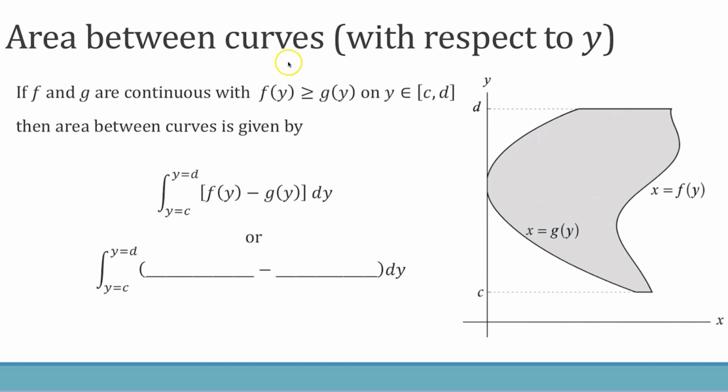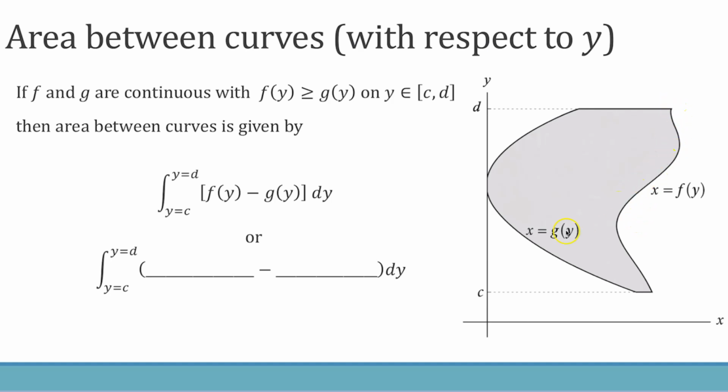Let's take a look at area between curves, but we're going to set up an integral with respect to y. Let's take a look at this diagram to see when it makes sense to do that. If I have a function x equals f of y, so we have a function of y, and another function x equals g of y, and I'm interested in the area between those two curves on a y interval from c to d, well, here there's a clear right function and a clear left function instead of a top and a bottom function. So it makes more sense to use an integral with respect to y in this case.